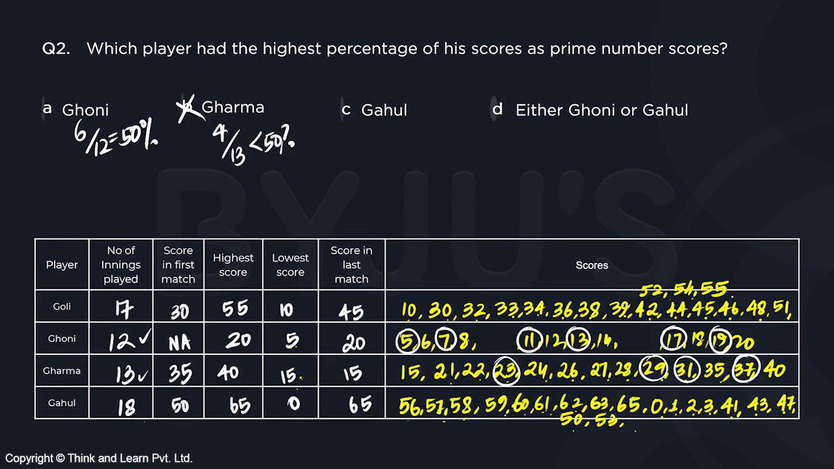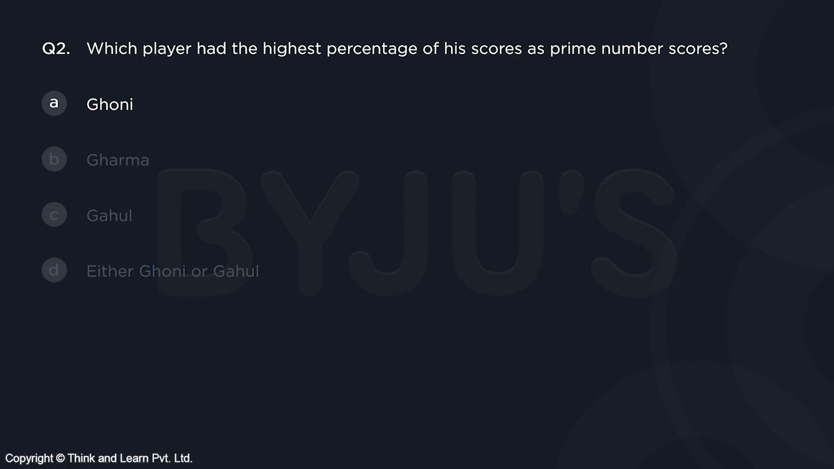About Gahul, the prime numbers are the first one being 59, then 61, and then 2, then 3, then 41, then 43, then 47, and then 53. So this is 8 out of 18, which is again less than 50%. So C also can't be the answer. We can't have D as the answer. So we have a total of 50% for Ghoni. So option A is the answer.